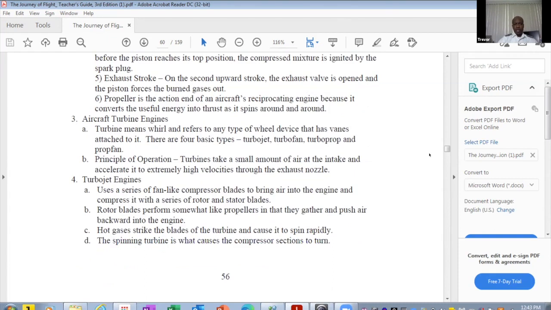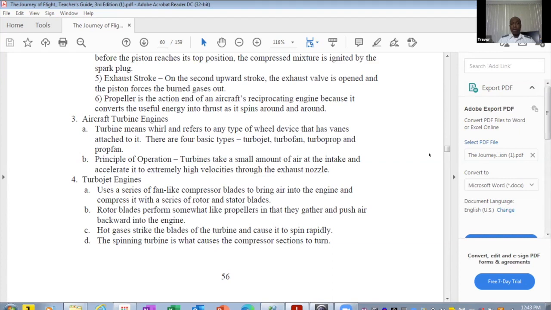The aircraft turbine engines, the turbine means whirl and refers to any type of wheel device that has vanes. So instead of having crankshaft, pistons, rods, valves, the engine has four basic types. You have the turbojet, the turbofan, the turboprop, and prop fan.